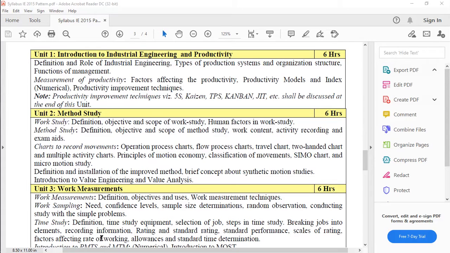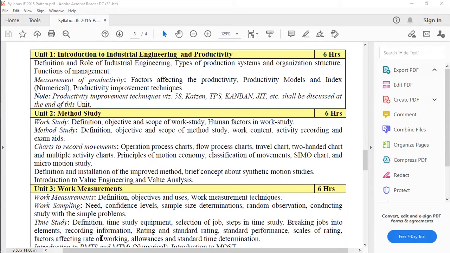study. So in this second unit, we will see some definitions of work study, then the objective and scope of work study, then what the different human factors are which affect work study. Next we will see method study. For method study, we will see some definitions, the objective and the scope of method study. Then the concept of work content, activity recording, and exam helps.